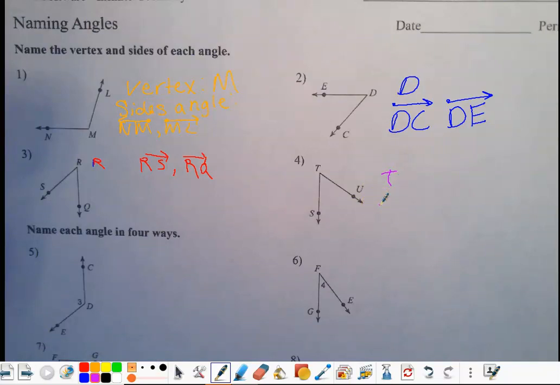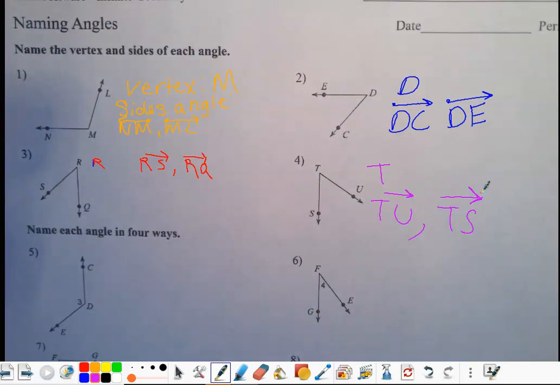Okay, T is the vertex. Good. No, that's great. It's fine. We don't need perfection. And the sides are ray TU and ray TS. Awesome. Okay, so that notation is good. How about, let's go down to 5.